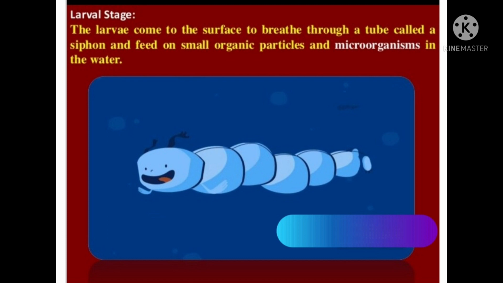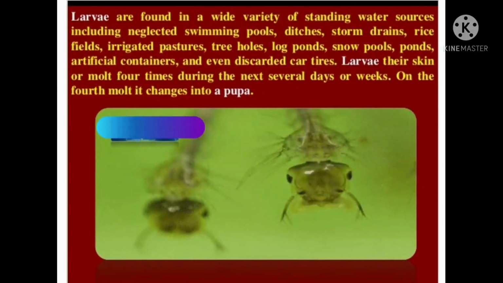Let us start with the second stage, or the larval stage. The larvae come to the surface to breathe through a tube called a siphon, and feed on small organic particles. So the larvae actually has to come to the surface to breathe and to feed itself with organic particles and microorganisms in water. So the larvae also eats the microorganisms in the water for its food requirement.